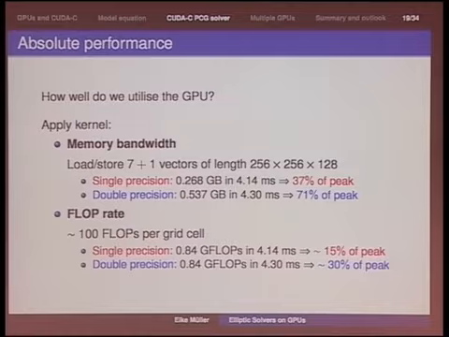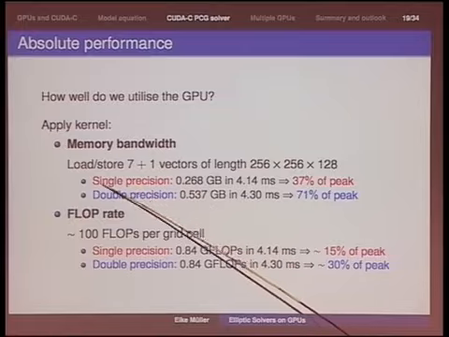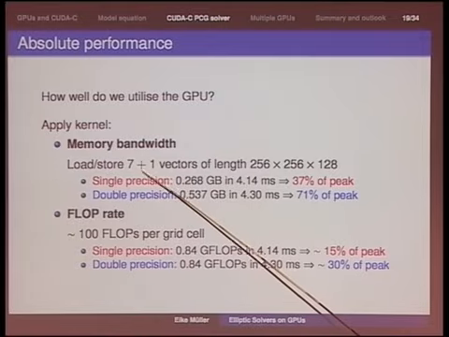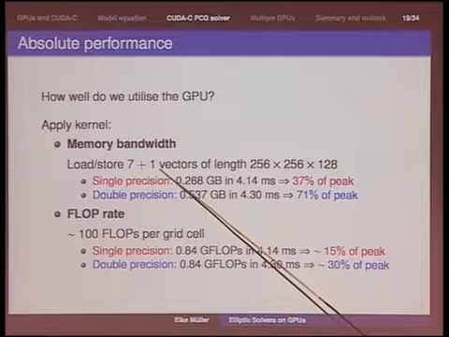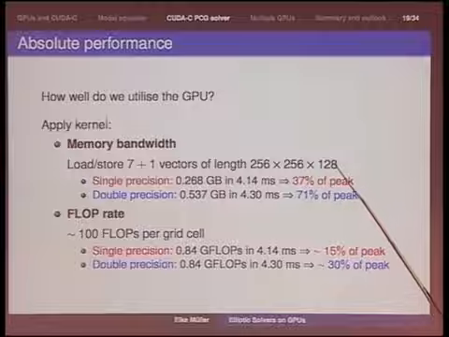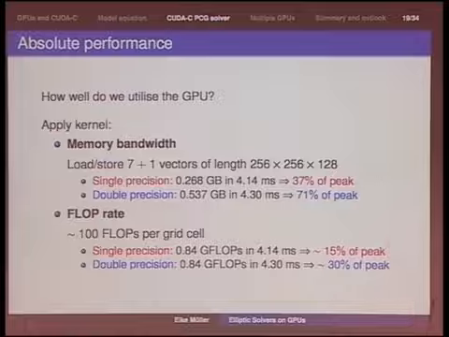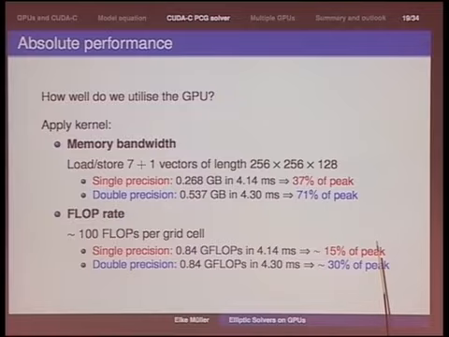These are just very rough estimates. I'm not claiming they're very accurate, but for the apply kernel, I thought about how much data you have to load and how much you have to store. You have to load 7 vectors because it's a 7-point stencil, and you have to write 1 vector back to memory. The size of the problem is 256 times 128. For single precision, it turns out we have 0.268 gigabytes, and it takes 4.14 milliseconds. If I divide this by the peak bandwidth, I get 37% of peak.